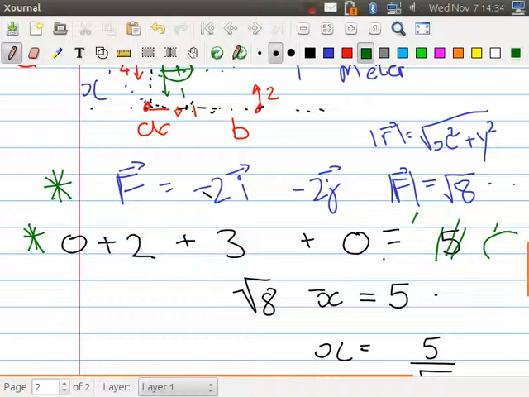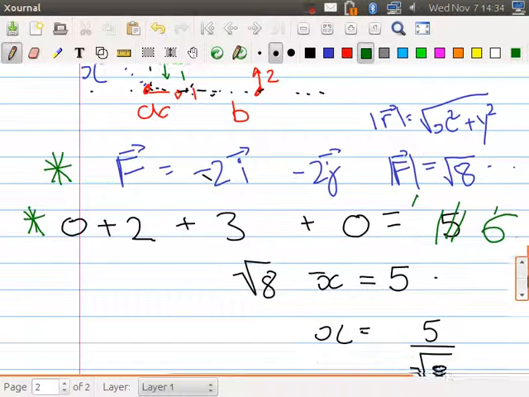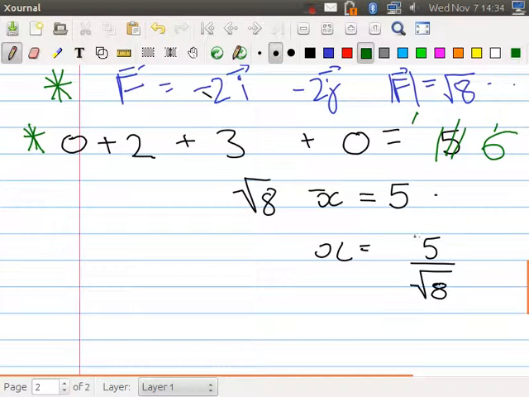That just becomes 6 now. So the only difference is 6 over root 8. It doesn't change the net force, but it does change the turning force. And it means you have to put your net force somewhere else.